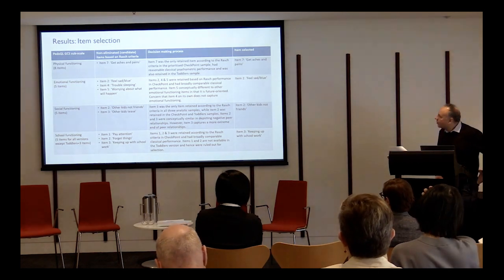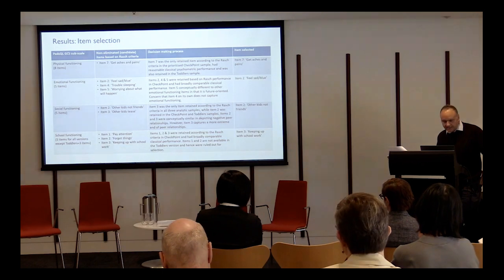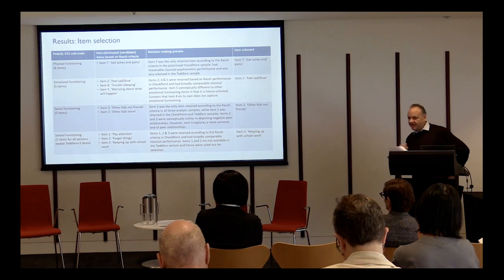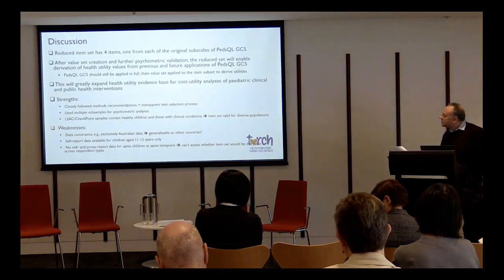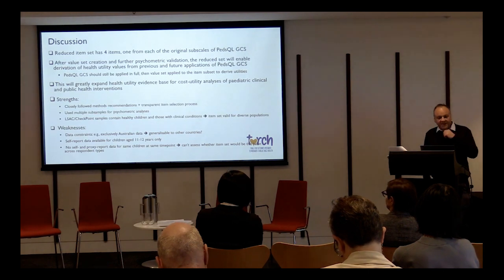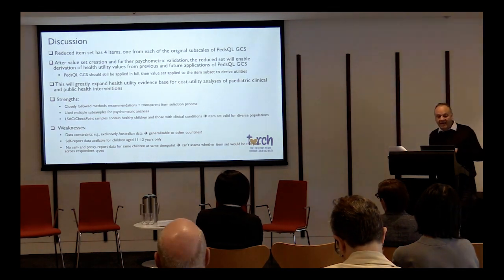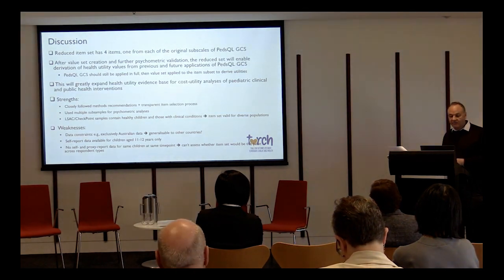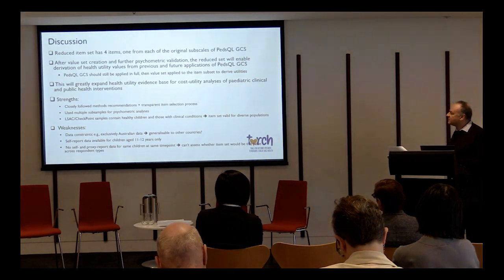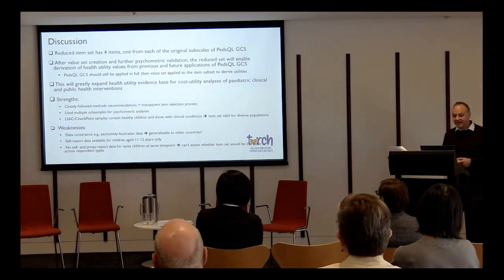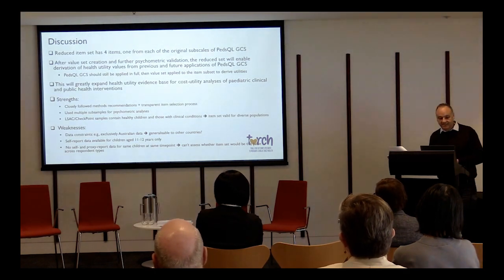So those are the 4 items that we've identified for the reduced item set for the PedsQL generic core scales. And those have been taken forward to some of the valuation work that Elizabeth is going to describe in a moment. So we've identified a reduced item set with 4 items, one from each of the original subscales of the PedsQL generic core scales. And the idea here is that after further psychometric validation, the reduced item set should enable derivation of health utility values from previous and future applications of the PedsQL generic core scales. And this hopefully will expand the health utility evidence base for cost utility analyses.